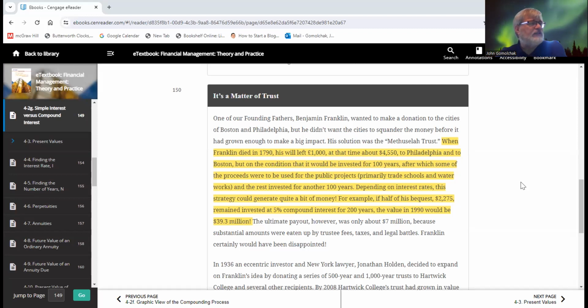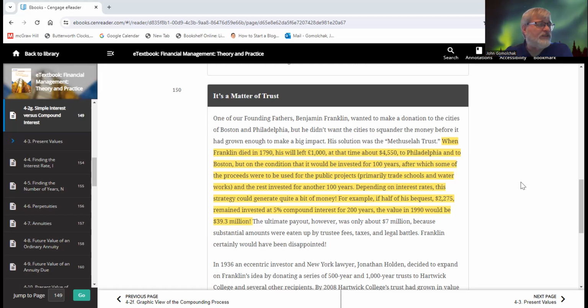And so as you can see in the textbook here, he left $1,000, which would have been around $4,500 to Philadelphia and Boston, be invested for 100 years, after which the proceeds to be used for public projects, trade schools, and waterworks, and the rest invested for another 100 years. Depending on interest rates, the strategy could generate quite a bit of money. For example, if half of his bequest, $22.75, remained invested at 5% compound interest for 200 years, the value in 1990 would have been $39.3 million.